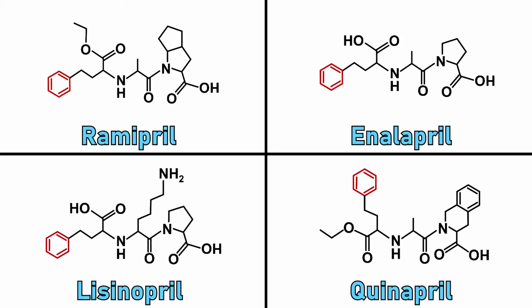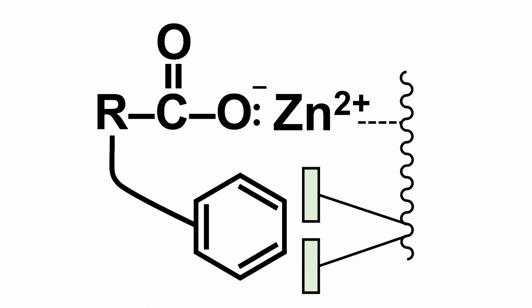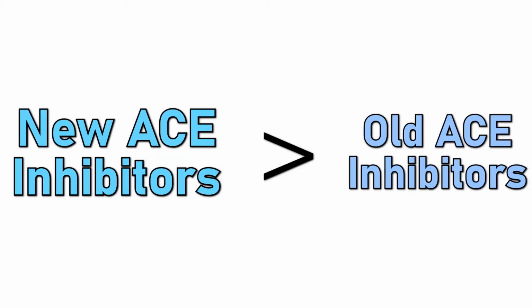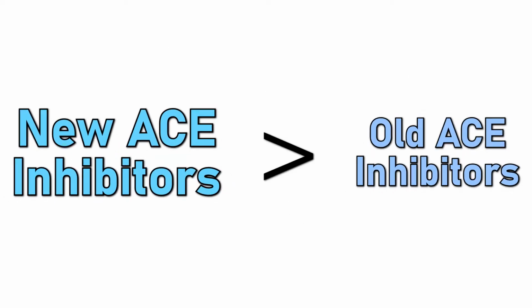However, the newer inhibitors also contain phenyl groups near the carboxyl group. These phenyl groups are hydrophobic in nature and bind to hydrophobic amino acids at a neighboring docking site. This docking site is crucial to stabilize angiotensin 1 into the active site. Because of this additional effect, the newer inhibitors are more potent.